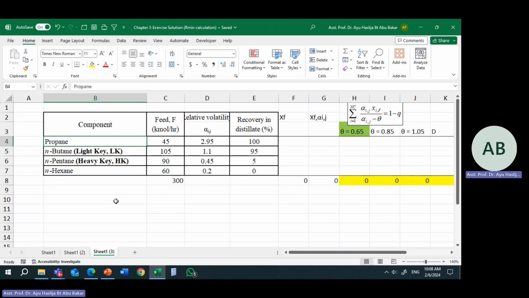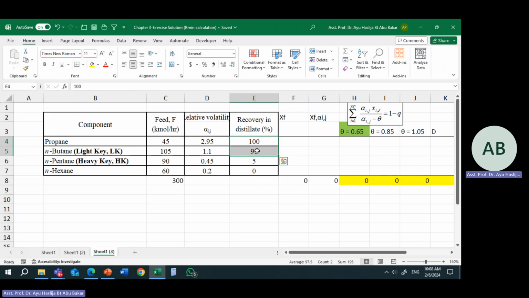Relative volatility. How to know? Percentage recovery. Okay, here it mentioned recovery in distillate. So the most recovered in distillate must be the top product. These two are top product, but if it doesn't mention any light key, you can choose any because both are in the top product.